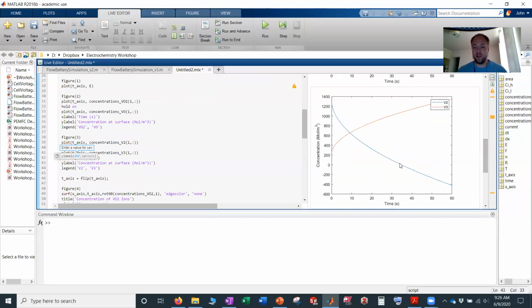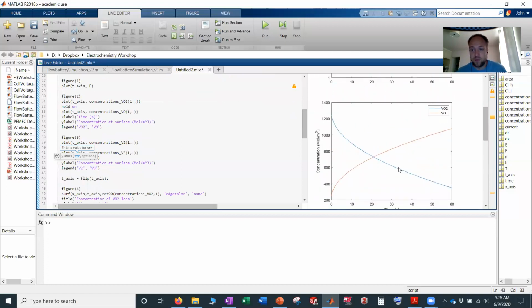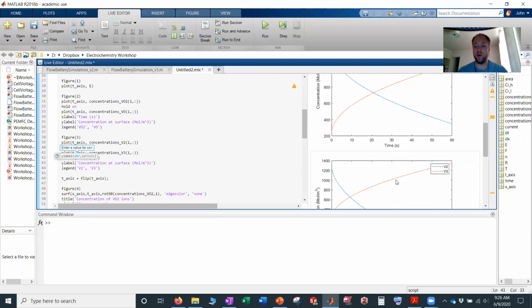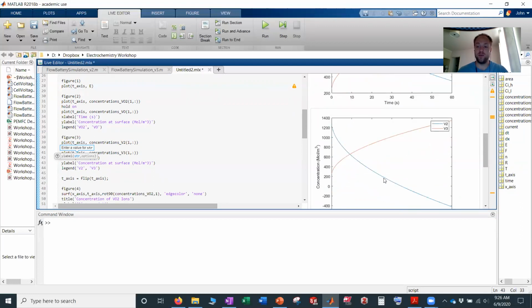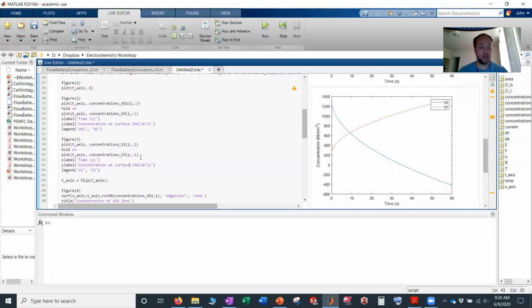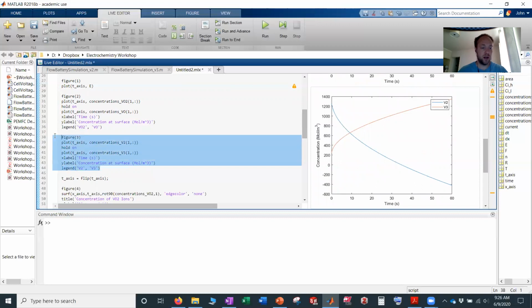Right, and so you should expect your cell to die here at about 32 seconds or something, which corresponds to this graph now. So that's kind of cool. You basically figured out how to make your cell perform better. You need to find a way to get V2 to the surface at a faster rate. Let's also plot the protons. That'll be interesting.